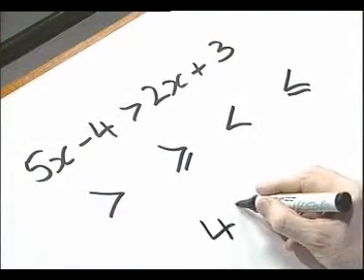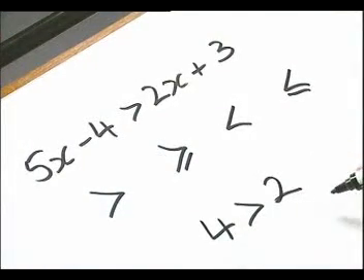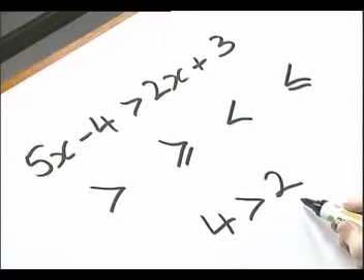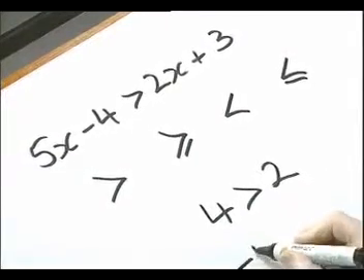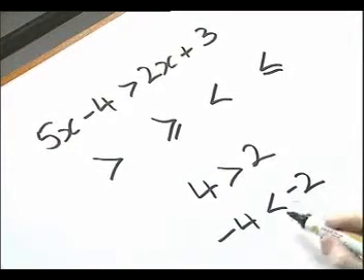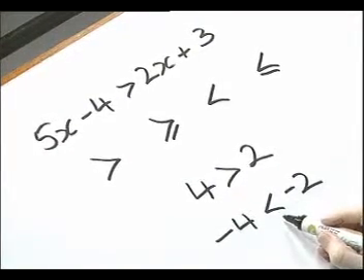But if you multiply or divide both sides of an inequality by a negative number, it's no longer true. In fact, the inequality becomes reversed. This is quite easy to see, because we can write that 4 is greater than 2. But if we multiply both sides of this inequality by minus 1, we get minus 4 is less than minus 2. We have to reverse the inequality.